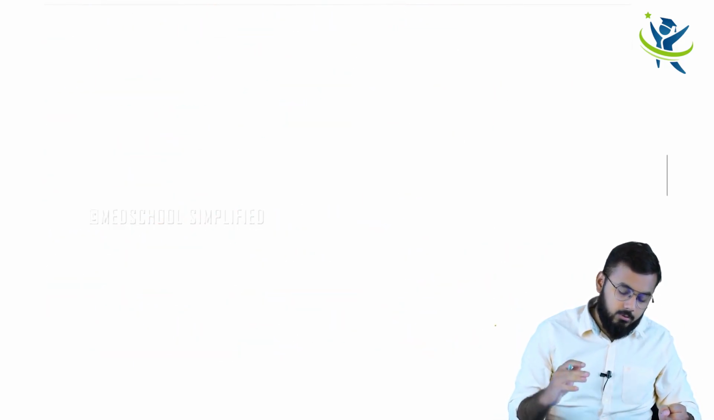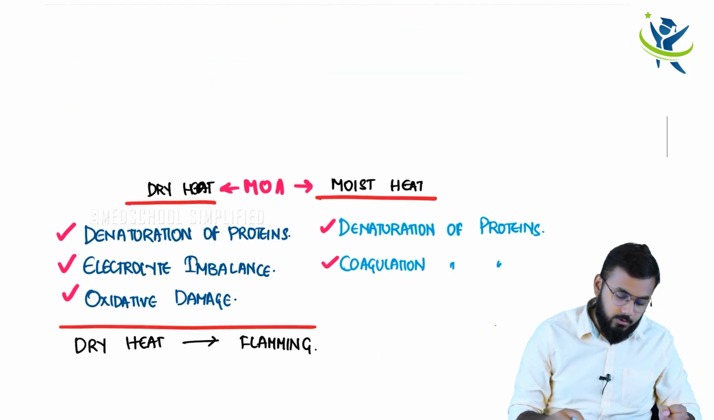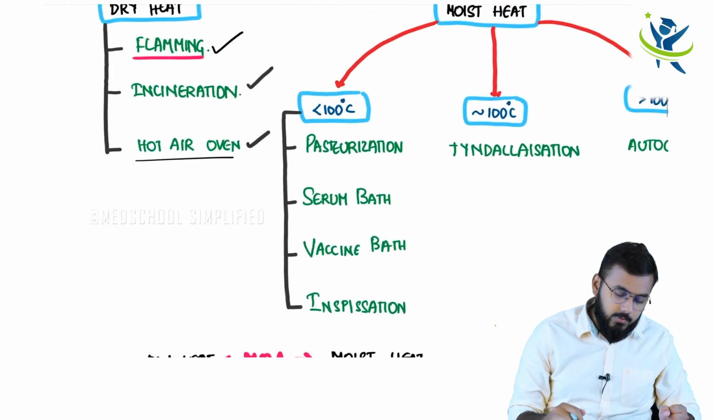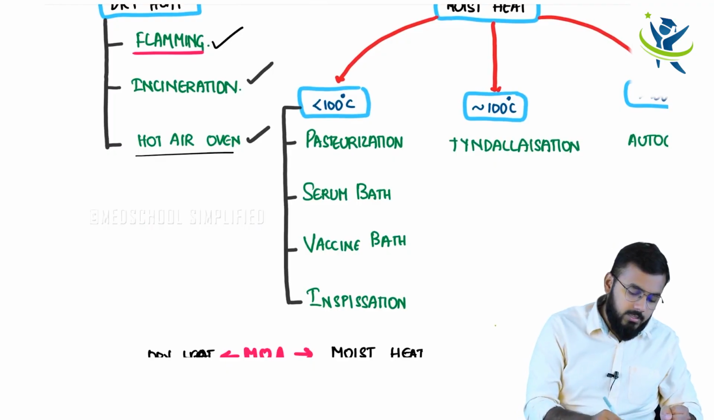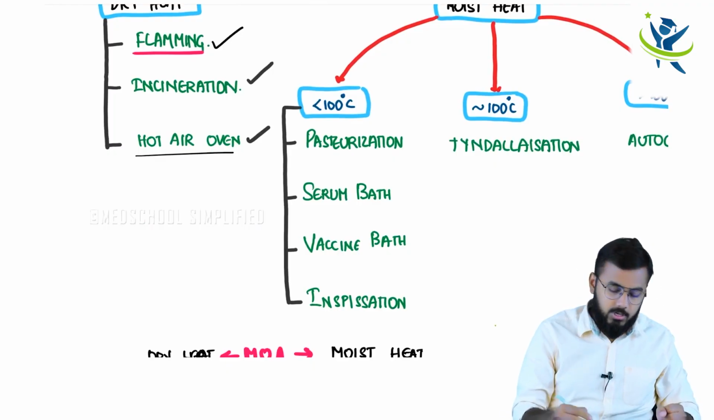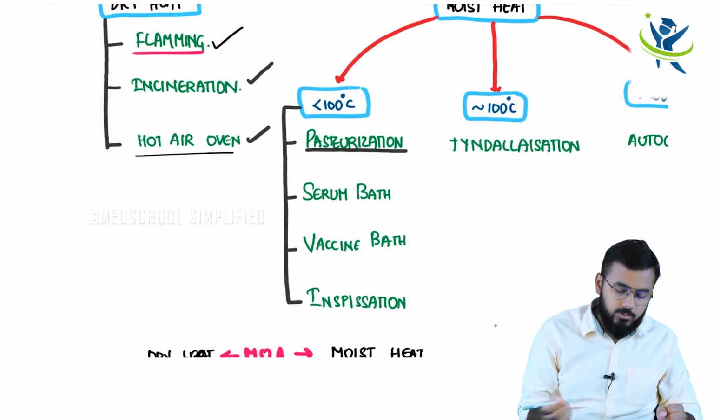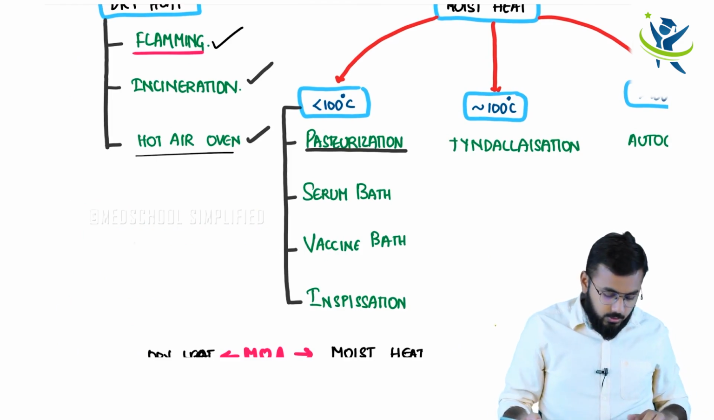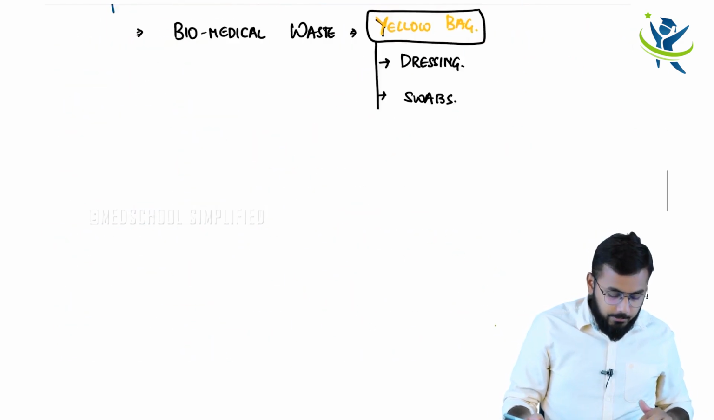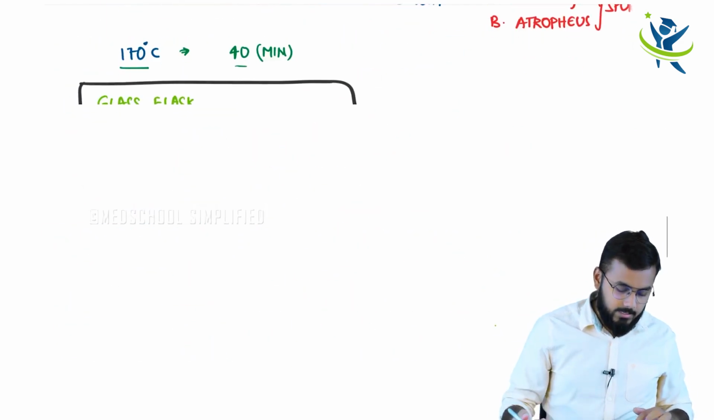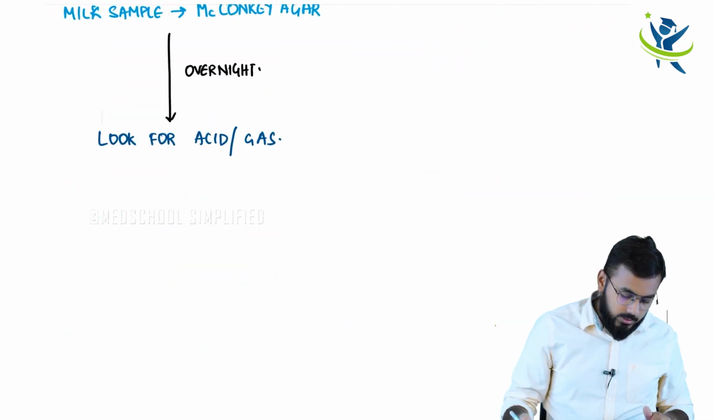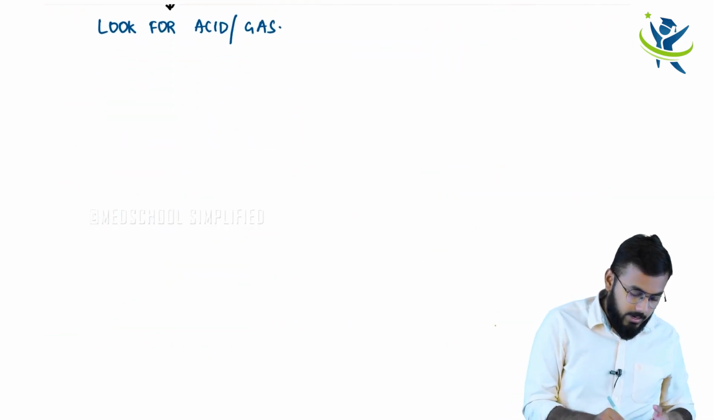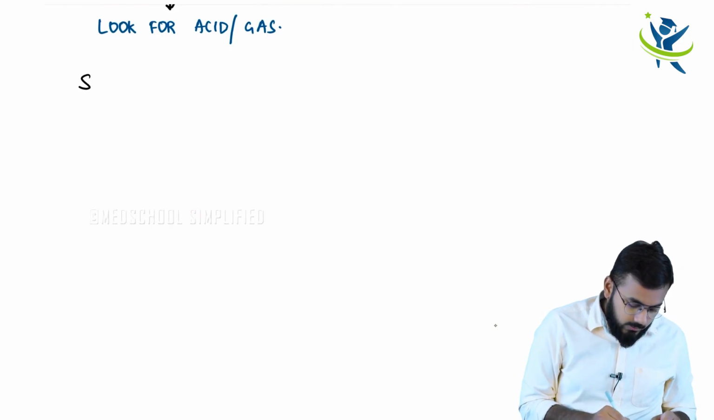Let us go back to that chart which I have mentioned before, that in the moist heat, the first important thing which you have to discuss was pasteurization, and we are done with this pasteurization. Now we are switching on to the next important thing, that is serum bath and next the vaccine bath. Okay. So what is your concept of serum bath or vaccine bath? Now, what is serum bath?